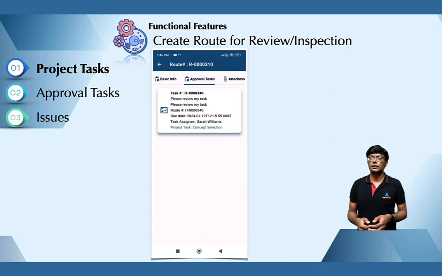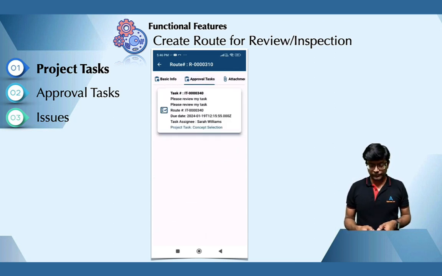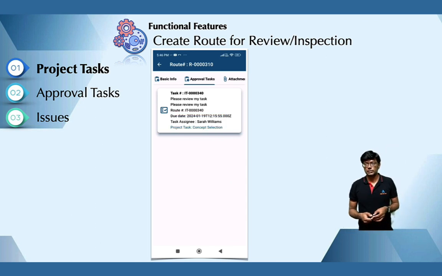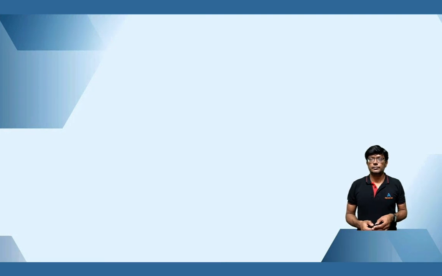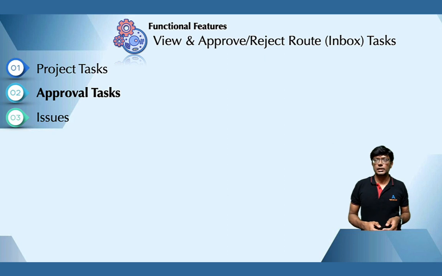You can go and see the route task also inside the route object. So now Sarah will get a notification in her mobile, and she will be able to approve that task. So let us see what happens, how she approves it. So that is the next use case, view and approve or reject route or inbox tasks.